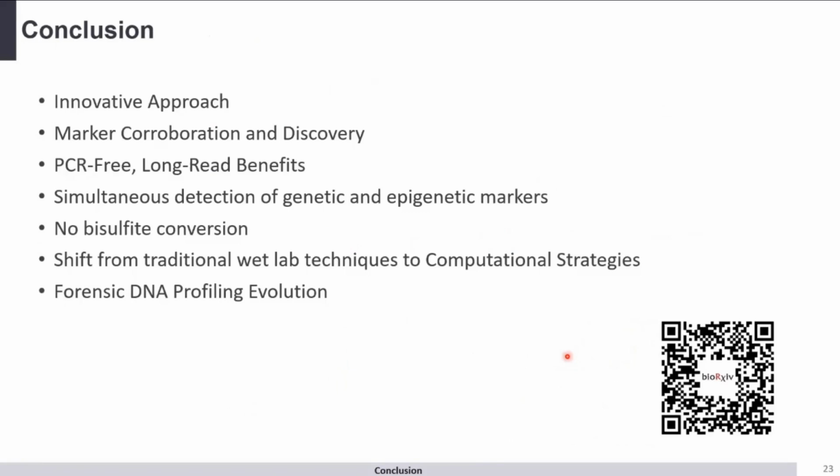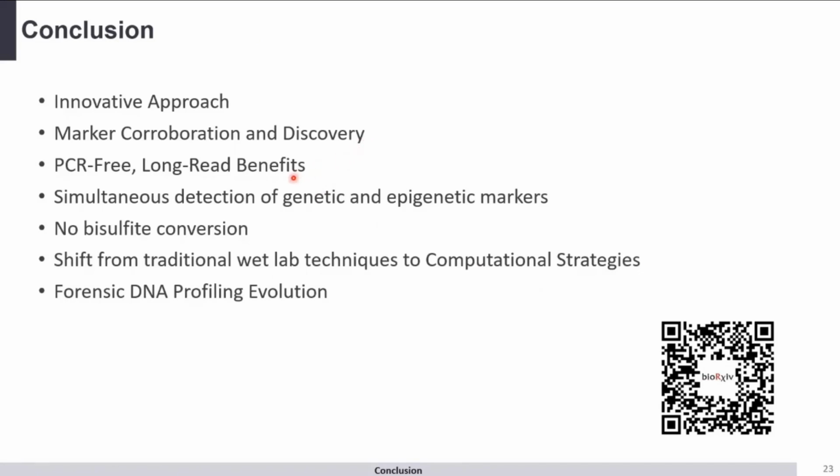To conclude, firstly, our approach is innovative. We use Nanopore adaptive sampling to simultaneously detect multiple forensic methylation markers for body fluid and age prediction. This is a game changer because it removes the need for any biochemical treatments of the DNA samples, streamlining the process significantly. Secondly, through adaptive sampling, we were not only able to corroborate existing markers for body fluids and age, but also explore new potential regions.